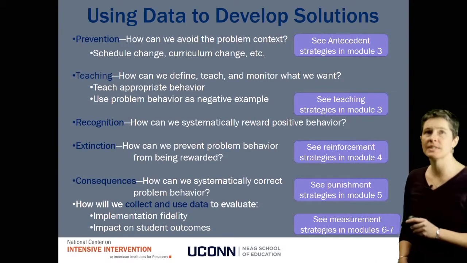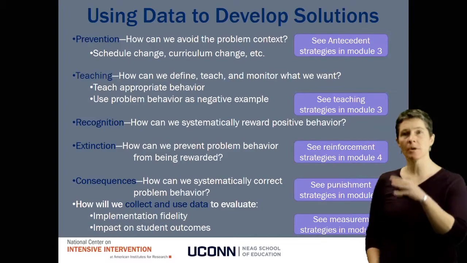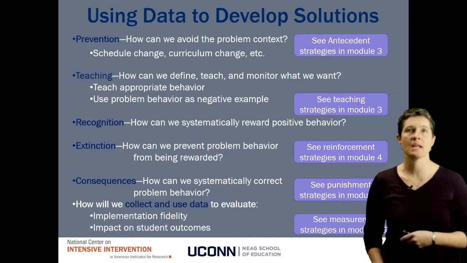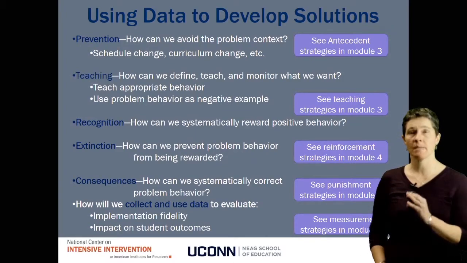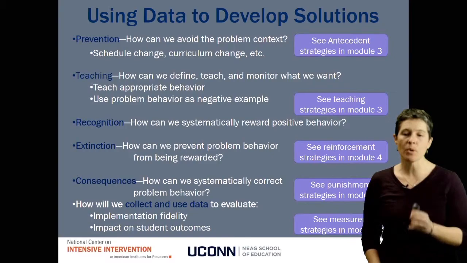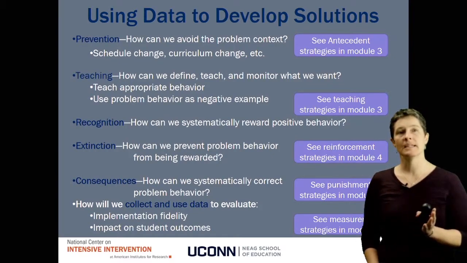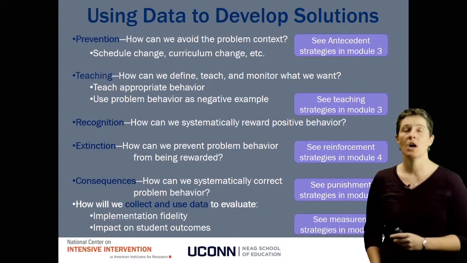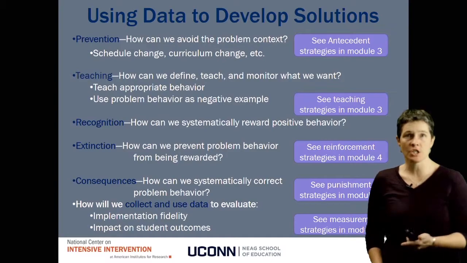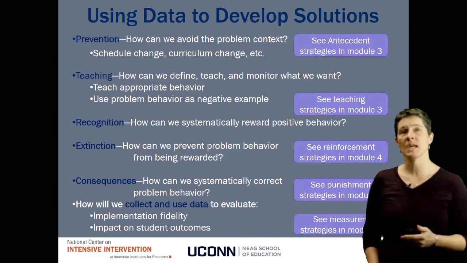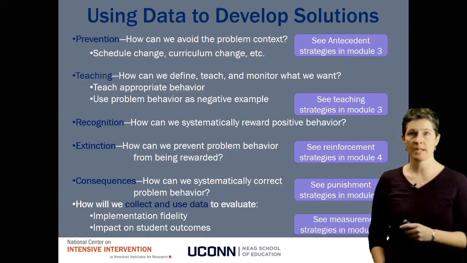Next, we're going to think about using this data to develop solutions. There are a number of different components that we're going to think about when we develop our solutions. You'll see these all put together in a minute, but we want to think about these one at a time. We're going to start by thinking about prevention. You've heard this from the very beginning of this course: the most important part of our behavioral intervention plan is on the antecedent side, thinking about how we prevent problem behaviors from happening in the first place. Are there schedule changes we can make? Is there a change to the curriculum, the way we present our academic content? Think back to those antecedent strategies that we talked about in Module 3.